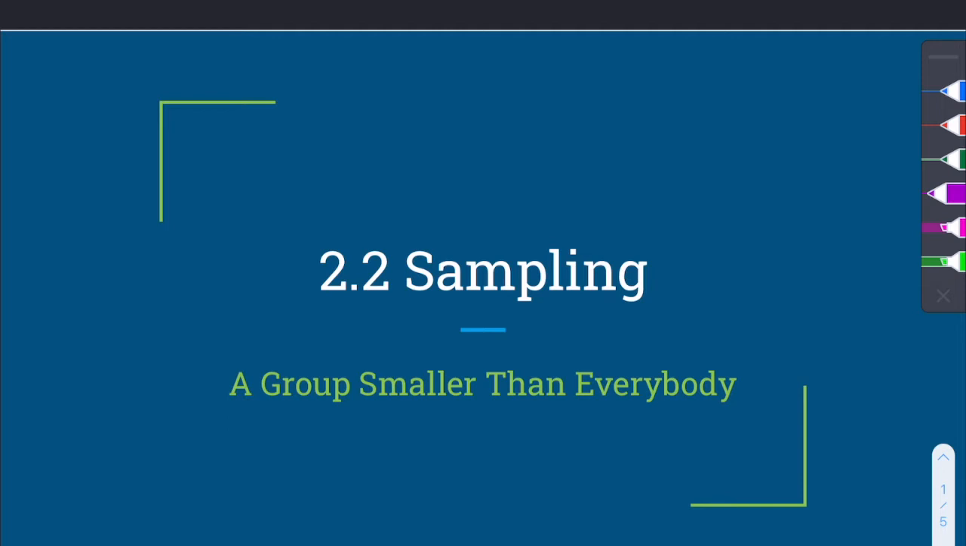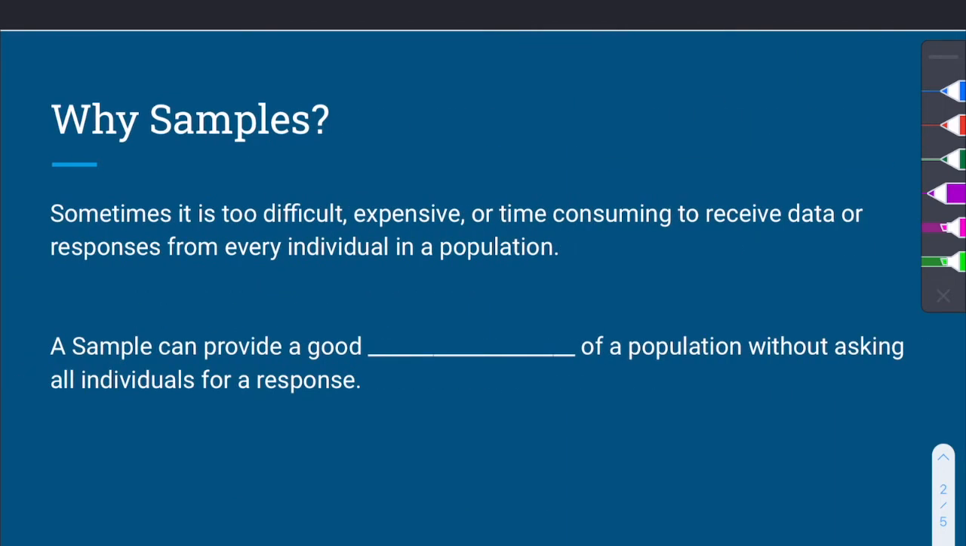Sampling. We're going to be showing you how to not ask everyone in a population, but a smaller group. So why take samples? Well, sometimes it's too difficult, too expensive, or time-consuming to receive data or responses from everyone in a population. You might not have the resources or the manpower in your group to literally go around, ask everyone, and get a response back from them. It's just not possible for you to do such a thing. A sample can provide a good estimate of a population without asking all individuals for a response.